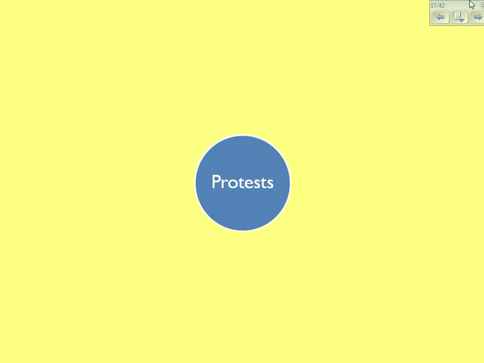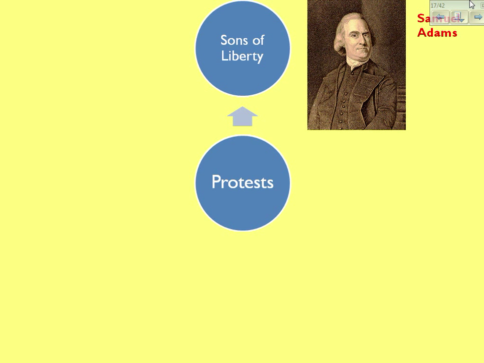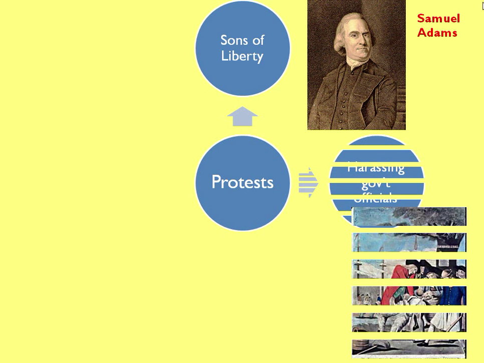Now, the protests against them are really strong and really united, especially in Boston. And it's in Boston that we get the strongest protests. First, an organization is created known as the Sons of Liberty to organize the protests. It's led by Samuel Adams. He is a cousin of John Adams, the second president of the future United States.